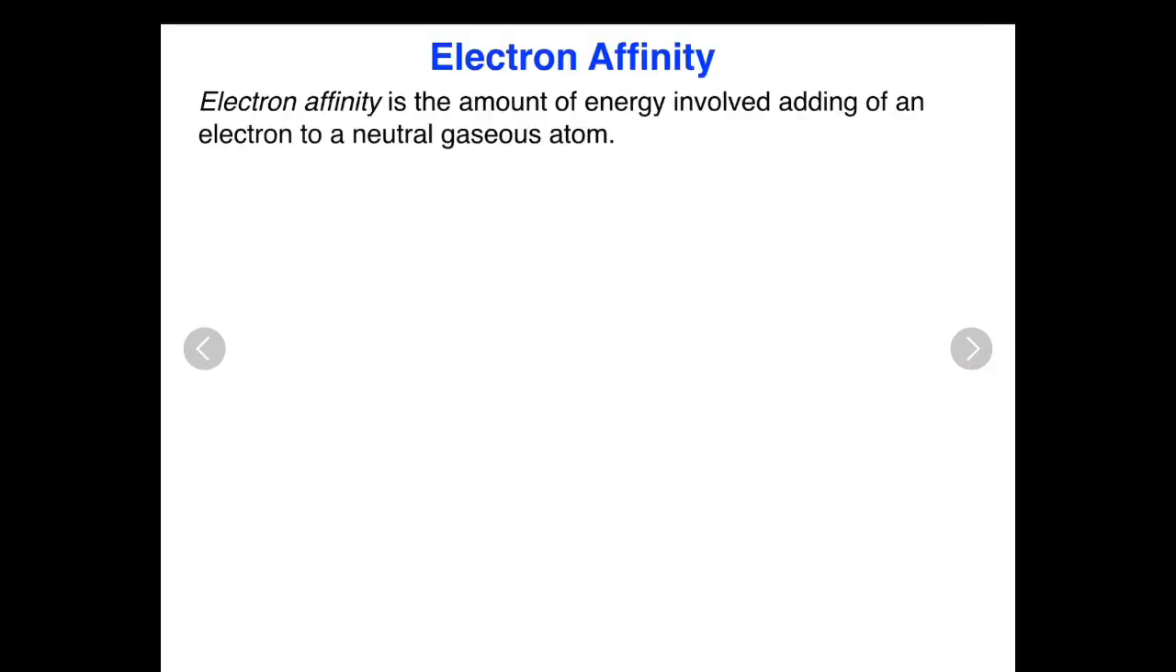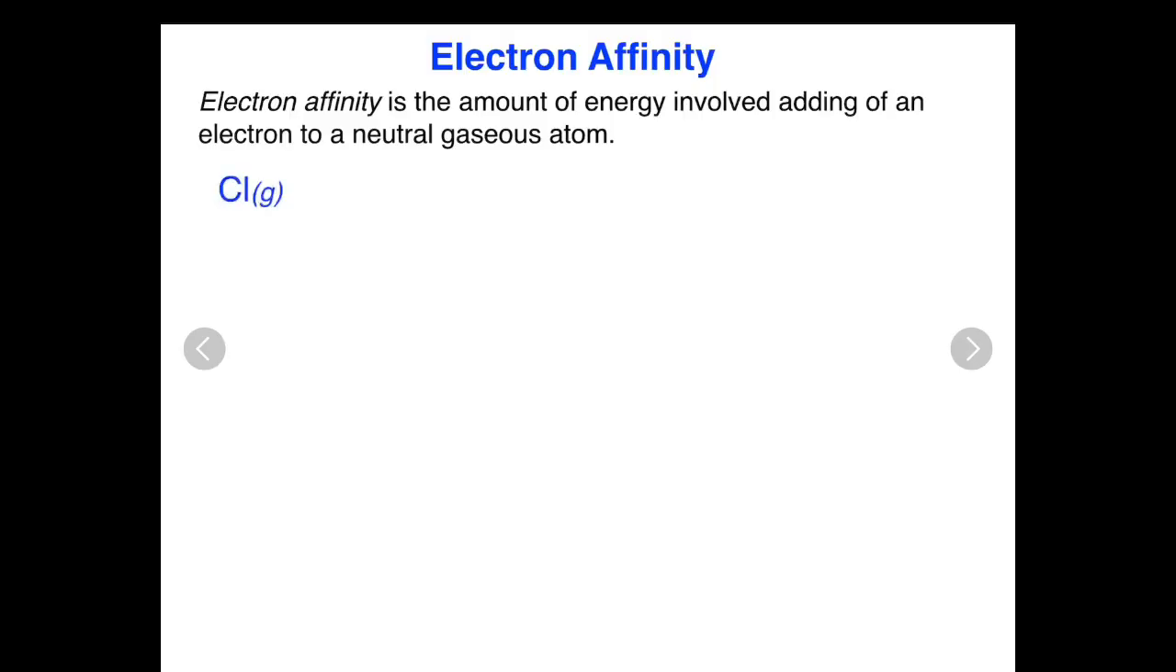Next, we are going to take a look at the trend of the electron affinity. What is the electron affinity? The electron affinity is the amount of energy involved in adding an electron to a neutral gaseous atom. It's kind of like the opposite of the ionization energy that we looked at earlier. Ionization energy is the energy required to remove an electron. This one is the energy associated with adding an electron.